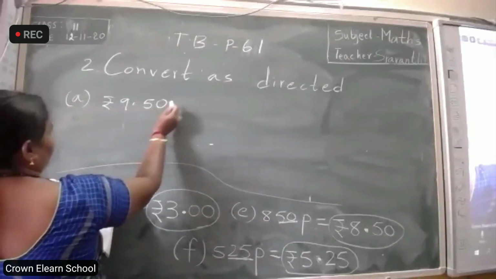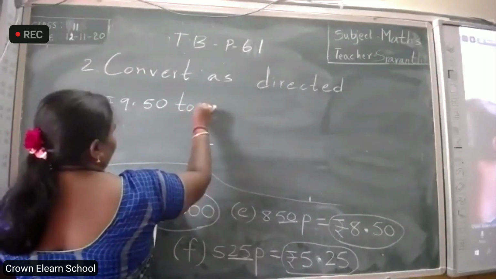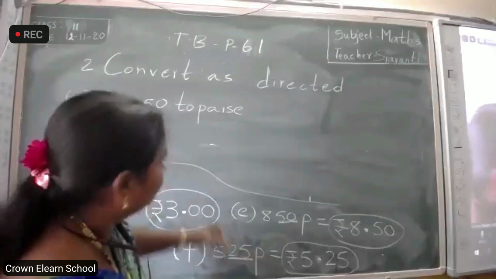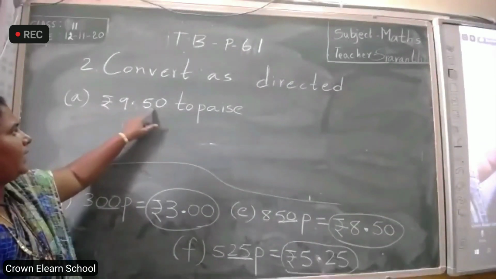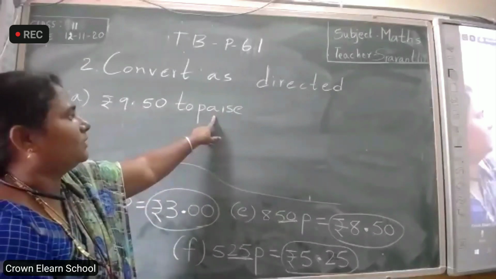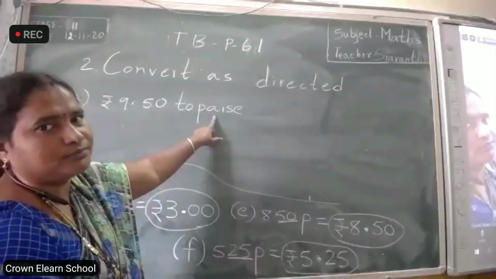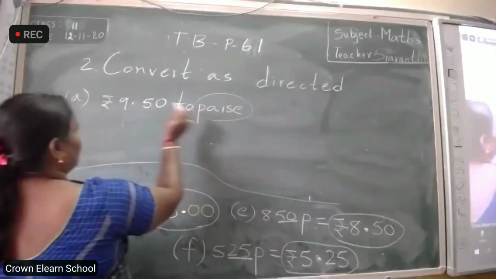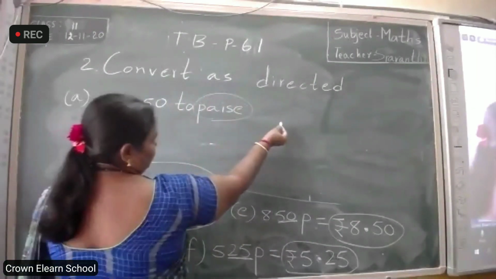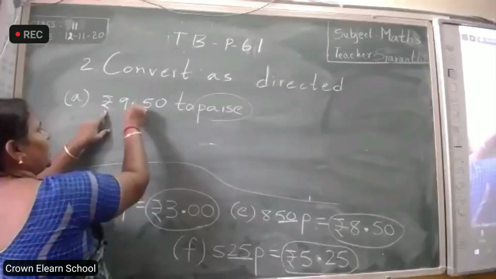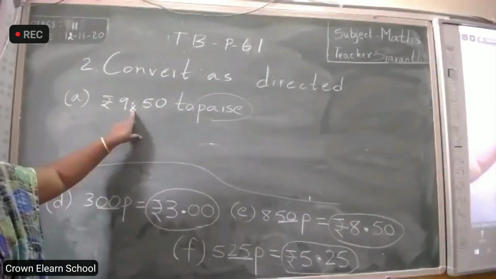₹9.50. 2 paise. So we have to convert rupees and paise to paise. Okay. How will you write that? In the answer there must be paise symbol. You are changing rupees to paise. Understood? Then what do we do? Just remove the dot.